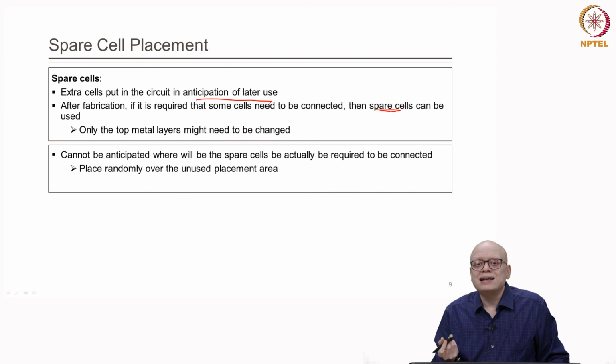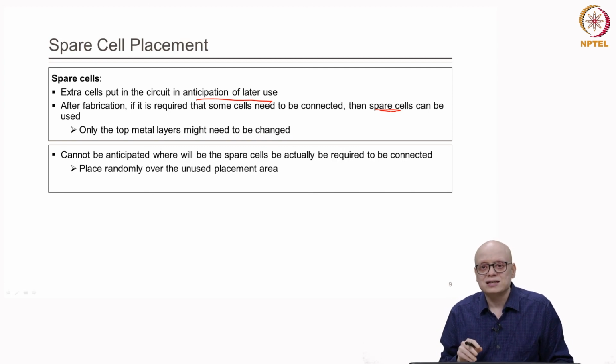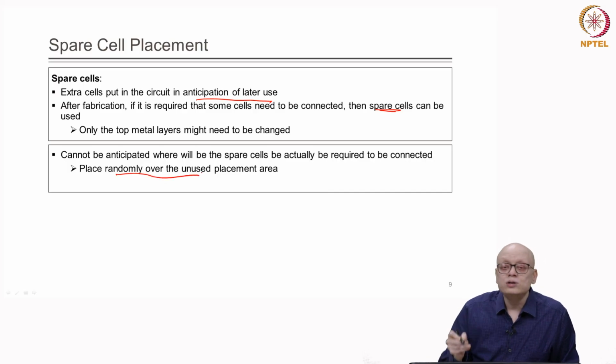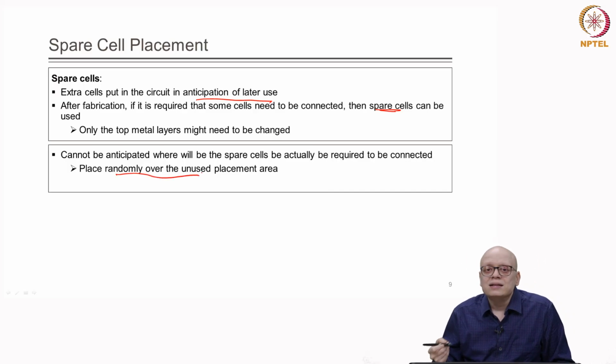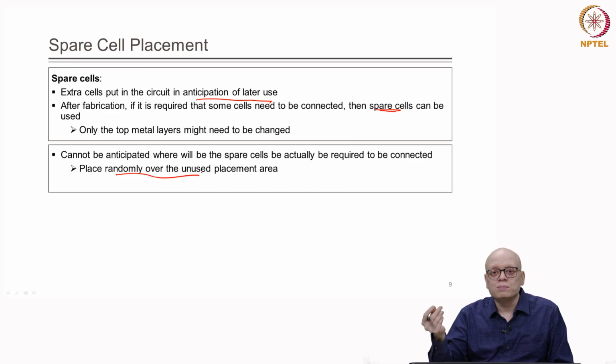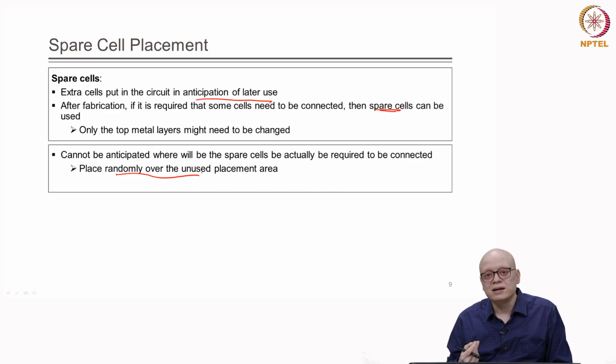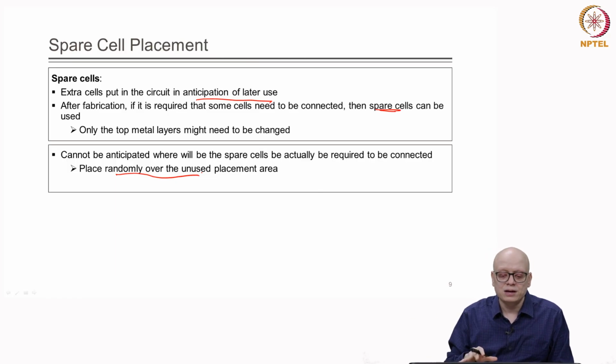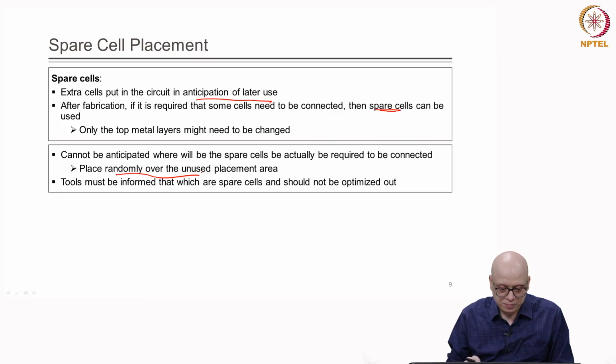If we cannot anticipate where the spare cells can be required, then we place them randomly over the unused placement area, and then when some cell will be required for making interconnection, we can find some spare cells in its vicinity, because we have put many spare cells over the layout distributed randomly, right.